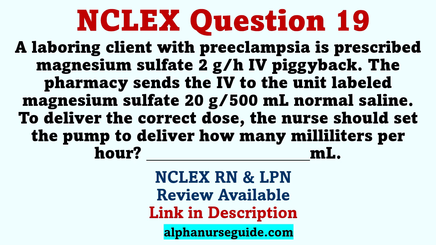The correct answer is 50 milliliters. You set up the formula as 500 milliliters over 20 grams equals x over 2 grams. You cross multiply and get 1,000 equals 20x. You divide 1,000 on both sides by 20 and you get x equals 50.